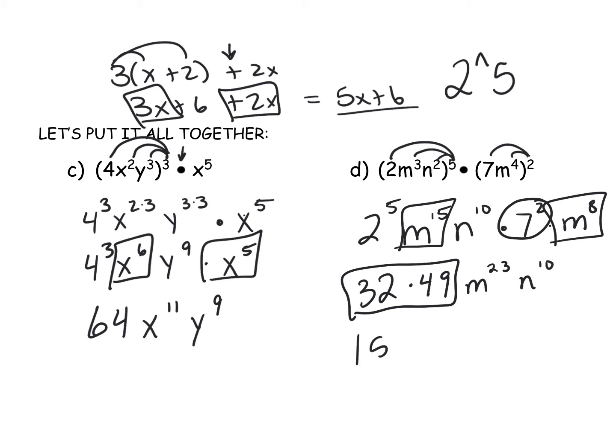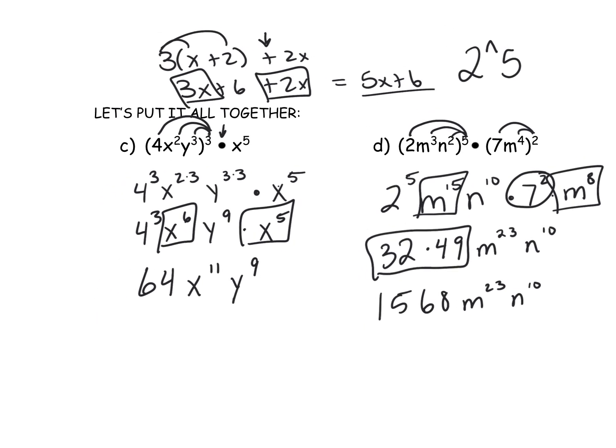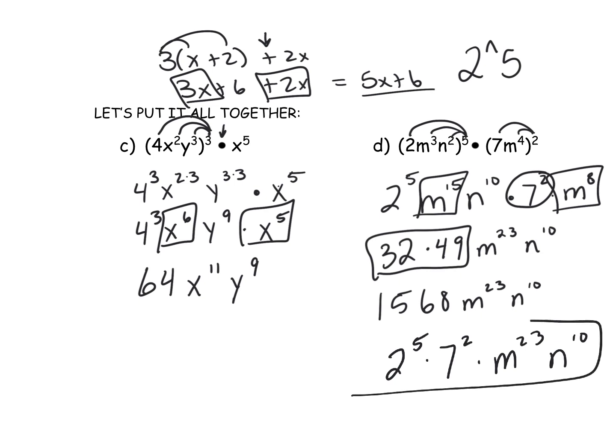That's 1,568 times m to the 23rd and n to the 10th power. If you kept it as 2 to the 5th power times 7 to the 2nd power times m to the 23rd times n to the 10th, this is also something that I would not mark incorrect.